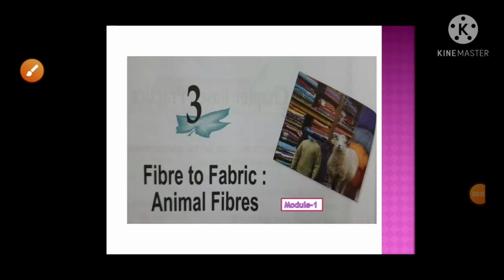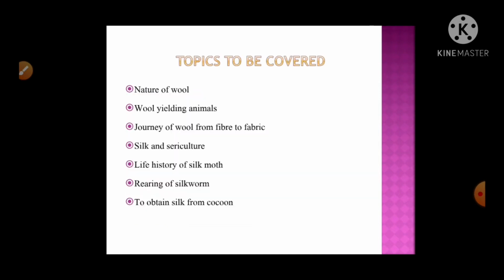Hello everyone. Welcome to module 1 of chapter 3, Fiber to Fabric. In class 6, you learned about some fibers obtained from plants. Today we are going to learn about animal fibers. So these are the topics to be covered under this chapter.